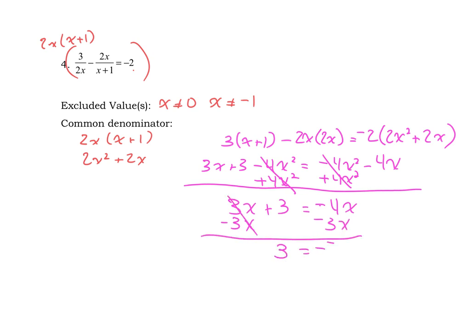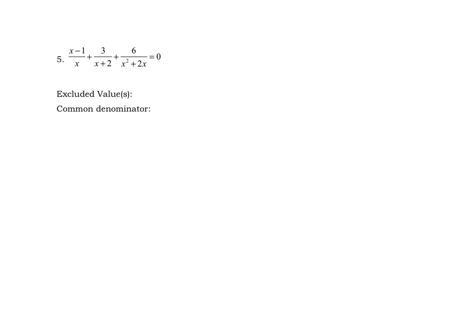3 is equal to negative 7x. Divide by that negative 7, so x equals negative 3/7. That is not either one of my excluded values, so there's my solution.